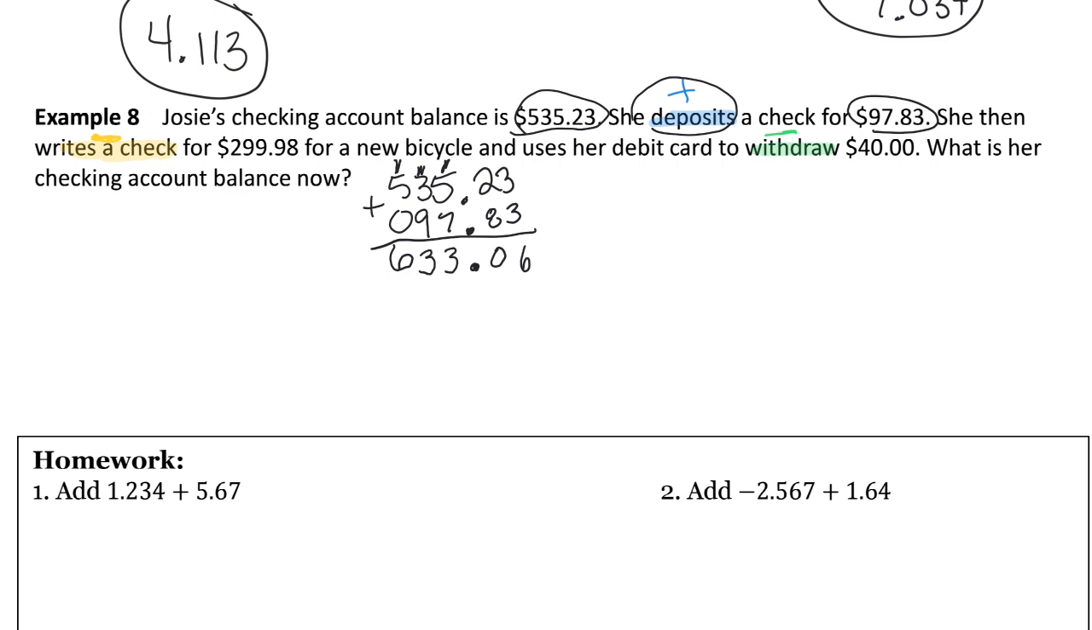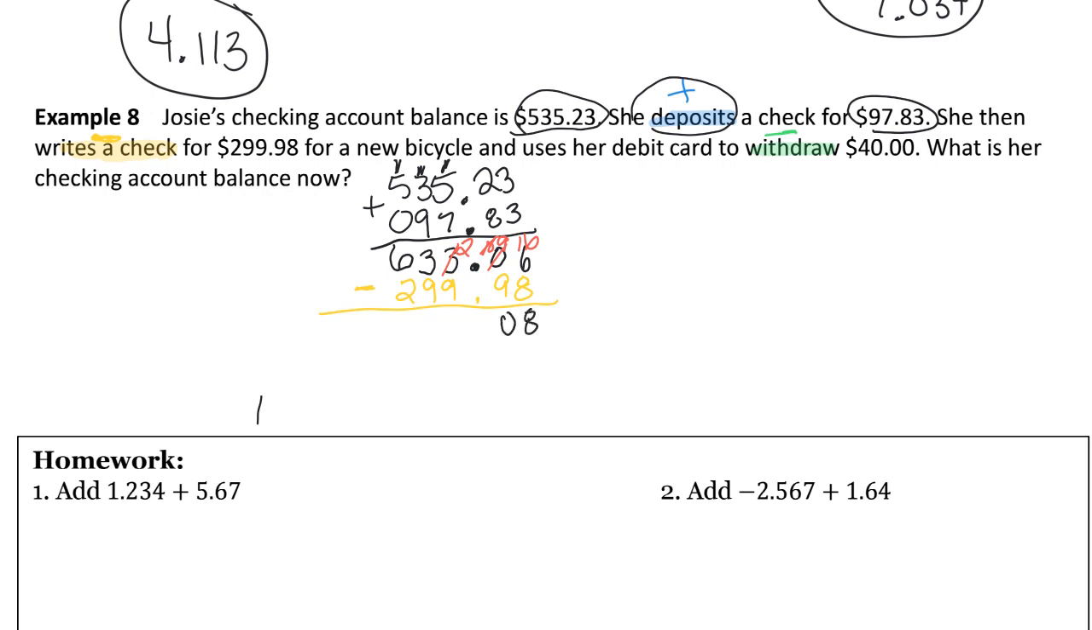Her bicycle cost $299.98. So we subtract $299.98. Okay. So we can't do 6 minus 0. So we have to borrow. But there's nothing to borrow from, so we have to borrow from here. This becomes a 2. This did become a 10, but we borrowed, so it's a 9, because we need this to be a 16. So now we have 16 minus 8 is 8.